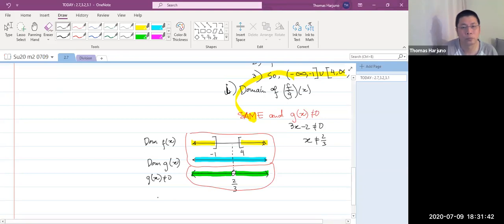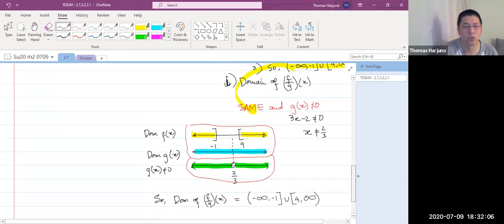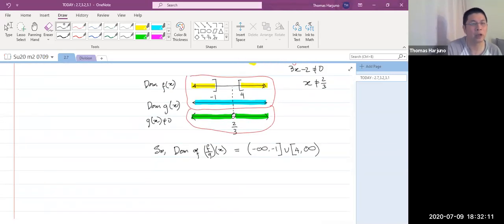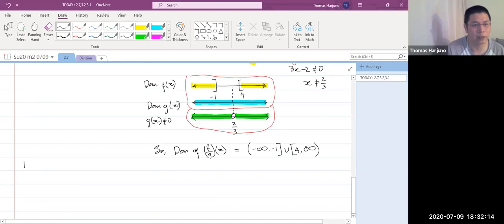So the domain of f over g of x happens to be the same as what we had, because the number we actually need to exclude, 2/3, was already excluded at the beginning. Okay, that's for this example one. Using this one example, I basically cover half of this section. Now let's do problems from our textbook.